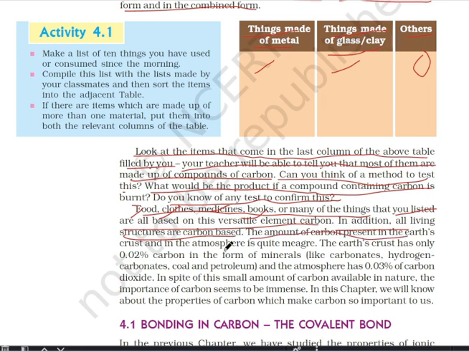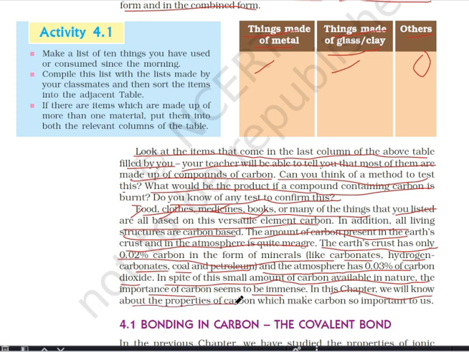The amount of carbon present in the Earth's crust and the atmosphere is quite less. The Earth's crust has only 0.02% carbon in the form of minerals like carbonates, hydrogen carbonates, coal and petroleum, and the atmosphere has 0.03% of carbon dioxide. In spite of the small amount of carbon available in nature, the importance of carbon is immense. In this chapter, we will be studying the properties of carbon which make carbon so important to us.